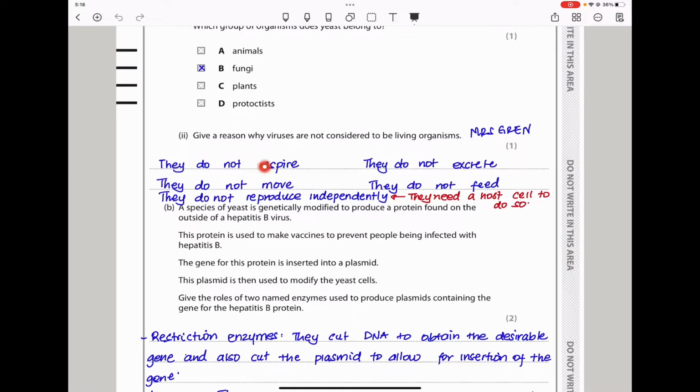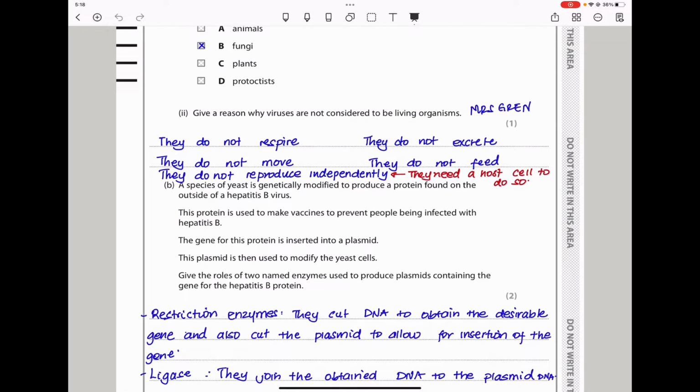So here I say they do not respire, they do not move, they do not reproduce independently. Remember, they can reproduce in a host cell. They do not excrete, and they do not feed, and so on. Any of these and many more characteristics of living things you would have written here would be okay.